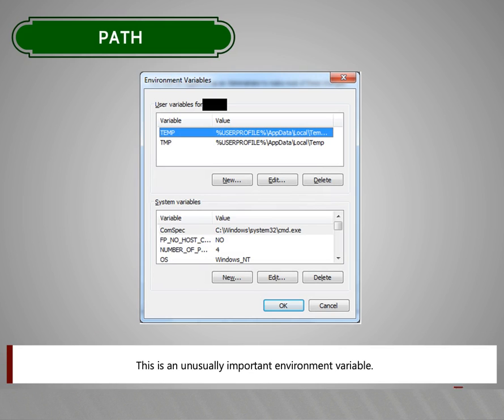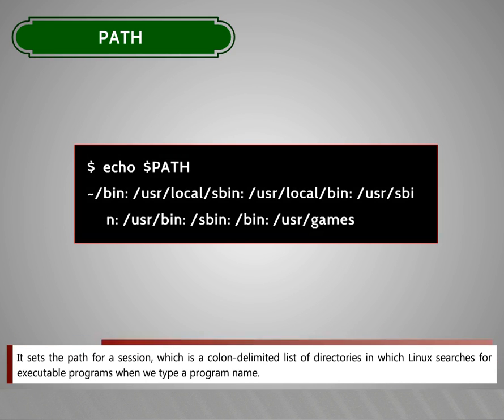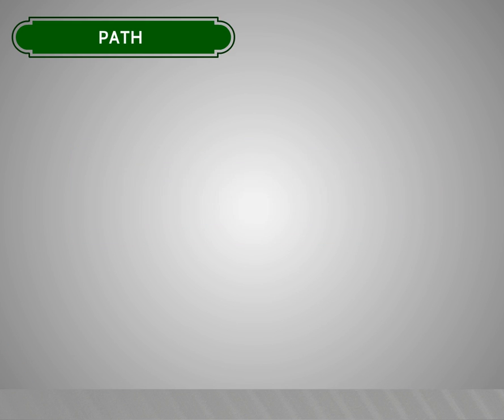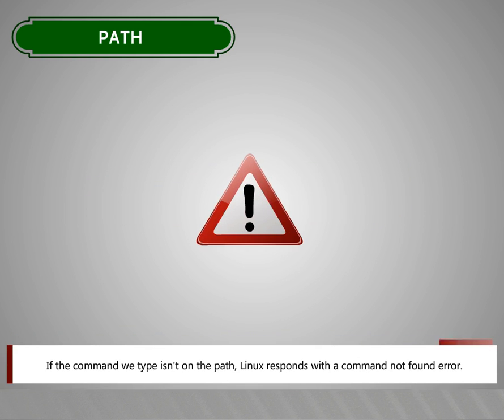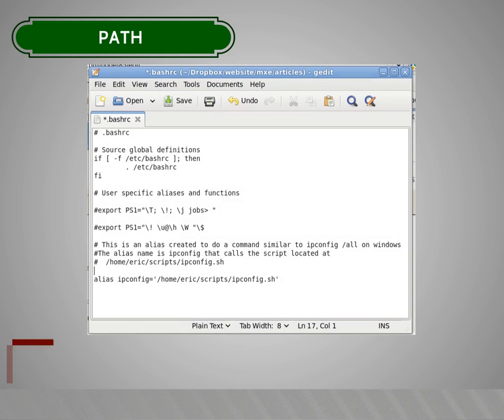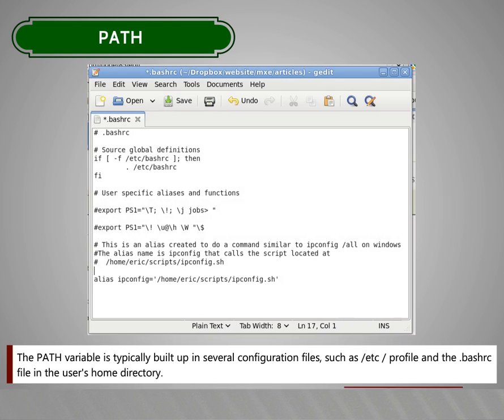PATH: this is an unusually important environment variable. It sets the path for a session, which is a delimited list of directories in which Linux searches for executable programs when we type a program name. For instance, if PATH is /bin:/usr/bin and we type ls, Linux looks for an executable program called ls in /bin and /usr/bin. If the command we type isn't on the path, Linux responds with a command not found error. The PATH variable is typically built up in several configuration files such as /etc/profile and the .bashrc file in the user's home directory.